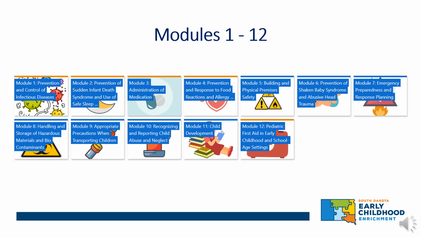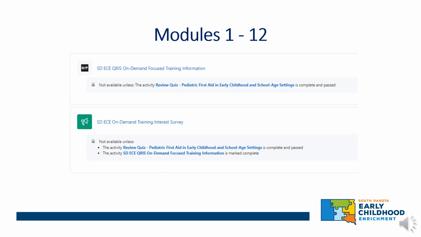At the end of the first aid class, there will be a short informational video detailing the on-demand focused training opportunities available through the Early Childhood Enrichment System. This and a training interest survey must be completed for the orientation course completion certificate to be generated. You will need this to prove that you completed the entire orientation course.